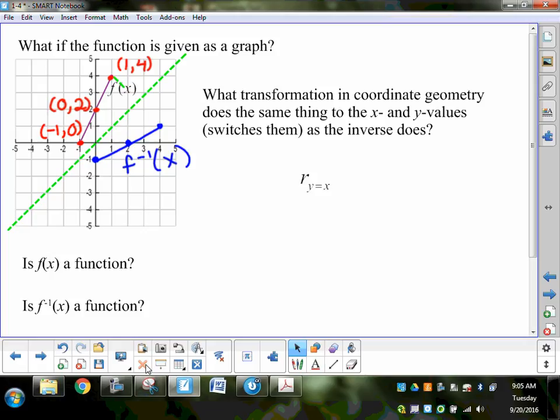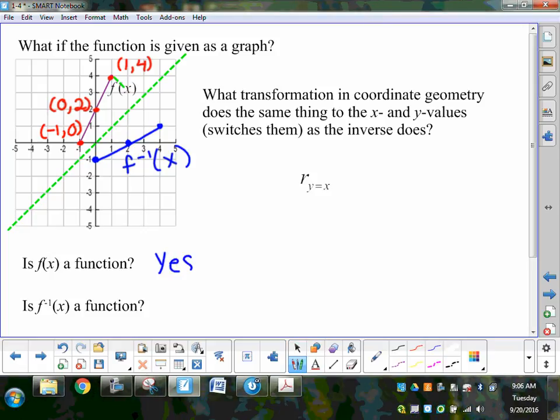Now, is this a function? So looking at what's there, look at the original f of x, and Ben, is that going to be a function? Yes. Is the inverse, well, we can even do this without answering it. Is it a function? Yes. And we can say more. What type of function is it? We'd say that this is a one-to-one function.